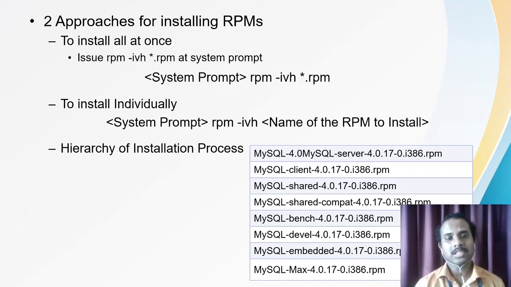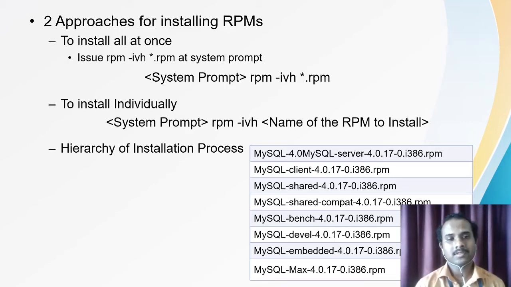When you want to install individually, that is one RPM at a time, then at the system prompt you can run the command rpm -ivh followed by the name of the RPM. Here the drawback is that only one RPM will get installed at a time. If you want to install around 10 RPMs, then you have to issue the command 10 times.